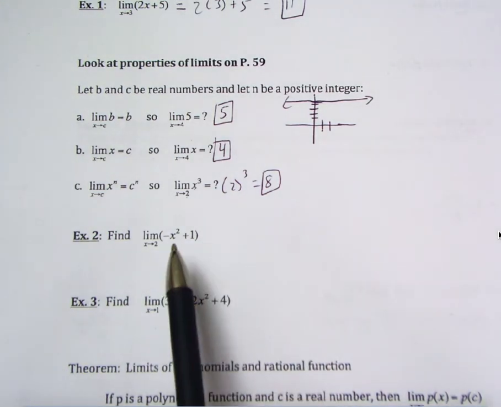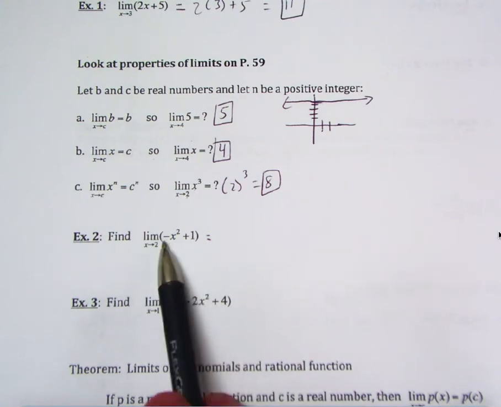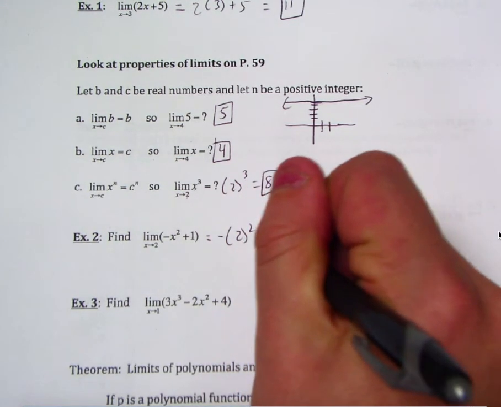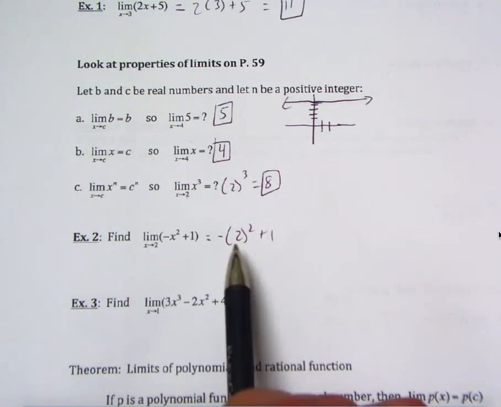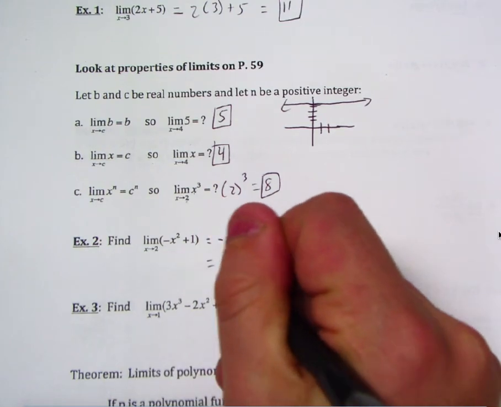Okay, so I'm going to try direct substitution. So I plug 2 in, and let's see if I get a value. Now be careful with your negatives and things like that. So the way I'd write this is negative parentheses 2 squared plus 1. So now this is negative 4 plus 1 gives me negative 3.